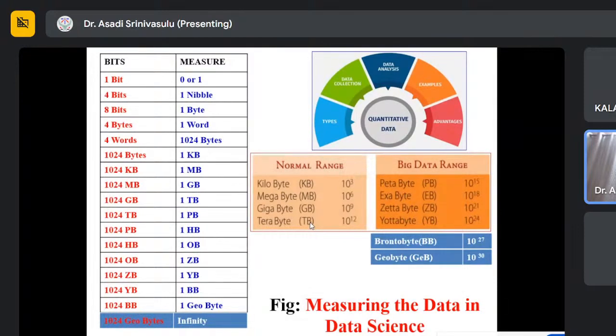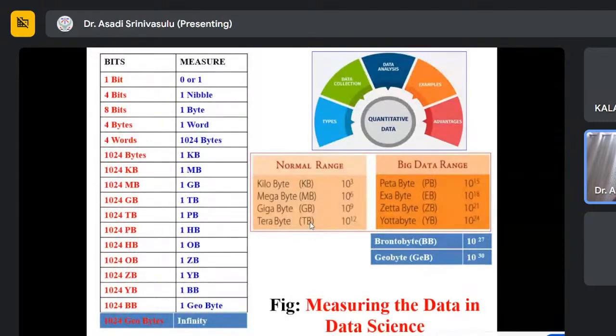Yesterday night I searched, and there are two more terminologies. 1024 yottabytes is equal to 1 brontobyte, BB. Keep in mind, my dear friends, 1024 brontobytes is equal to 1 geobyte. 1024 geobytes is equal to infinity. After that, there is no terminology. Now, comparing the normal range and the big data range: 1 kilobyte is 10 power 3, 1 megabyte is 10 power 6, 1 gigabyte is 10 power 9, 1 terabyte is 10 power 12.